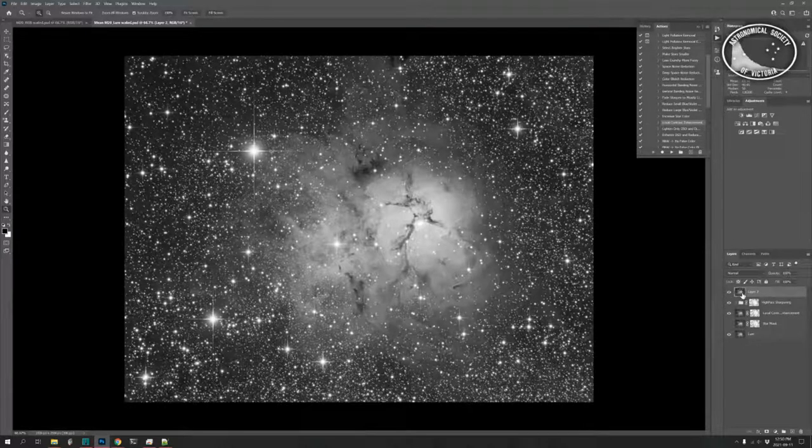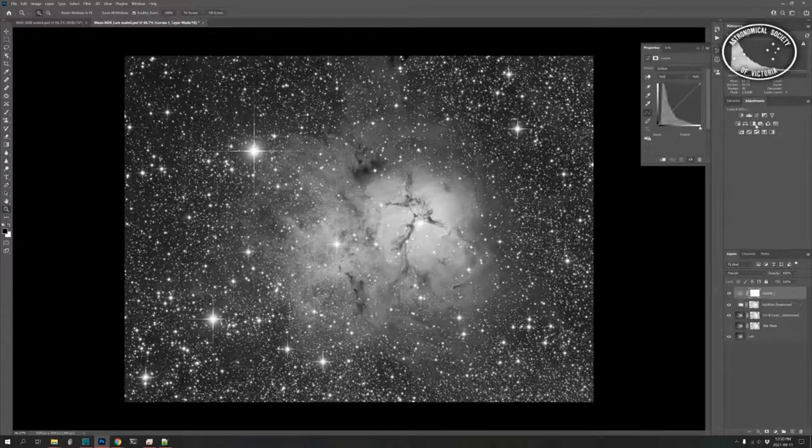In fact, before I do that, I'm going to put a curves layer on this. This process is a bit unusual. A lot of people stretch with curves. I've done all the stretching in CCD stack.